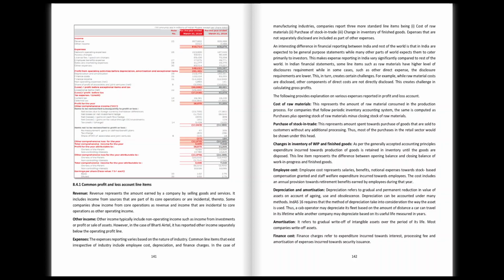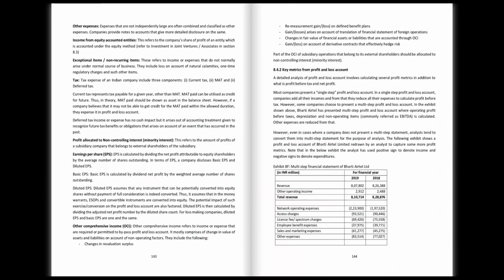Amortization. It refers to the gradual write-off of intangible assets over the period of their life. Most companies write off assets. Finance cost. Finance charges refer to the expenditure incurred towards interest, processing fees, and amortization of expenses incurred towards security issuance. Other expenses. Expenses that are not independently large are often combined and classified as other expenses. Companies provide notes to accounts that give more detailed disclosure on the same.